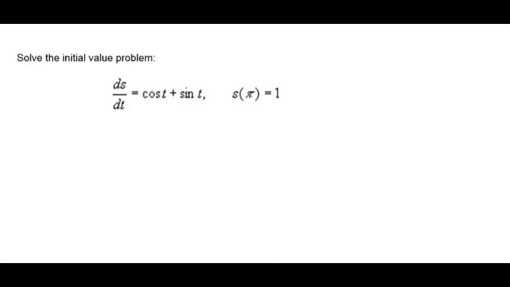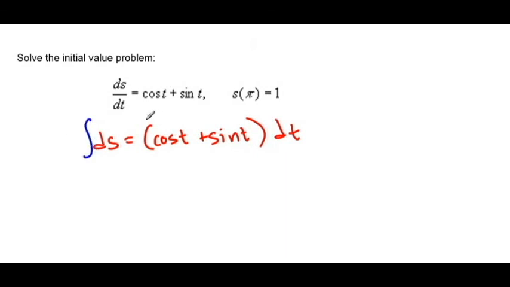Let's try another one. Here we have the derivative ds over dt is equal to cosine t plus sine t. And our initial condition is that when t is equal to pi, s is equal to 1. Well, let's multiply both sides by dt so we can get the dt on the right-hand side. So here we have ds is equal to cosine t plus sine t dt. And of course now we can take the integral, or the antiderivative, of both sides.